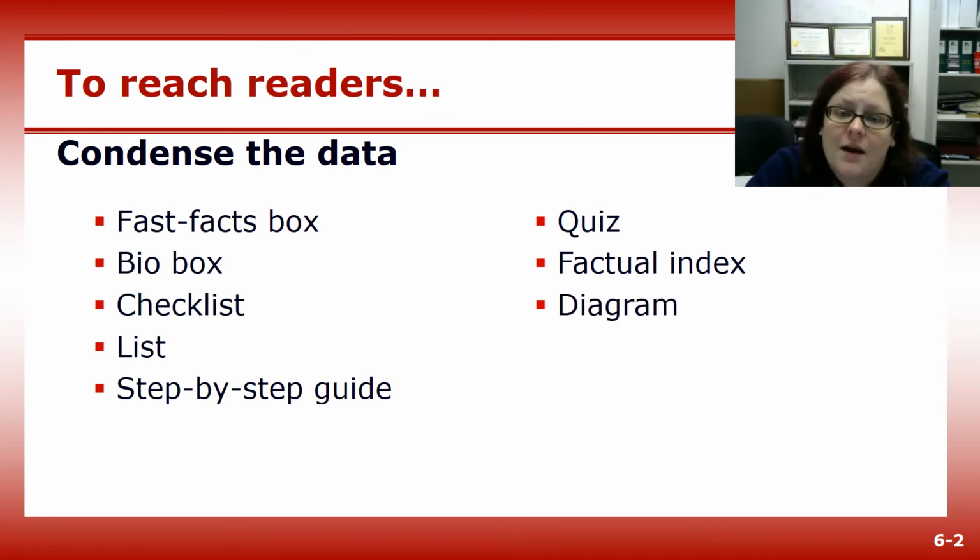Next is a diagram. It shows readers an example with pointers indicating the significant parts. What cuts of meat come from what parts of the cow? That's something a diagram could explain really well.